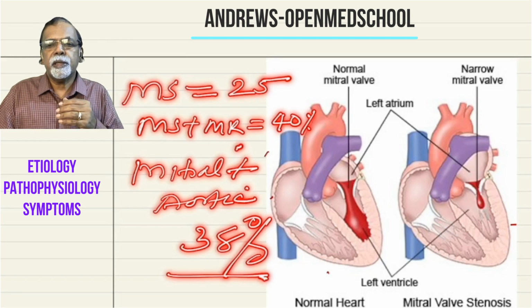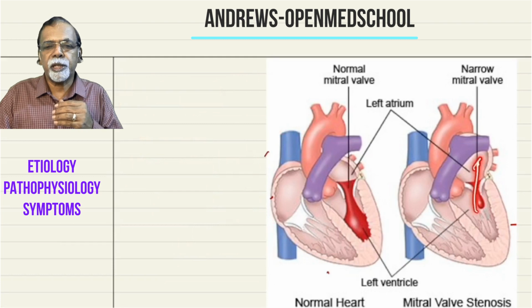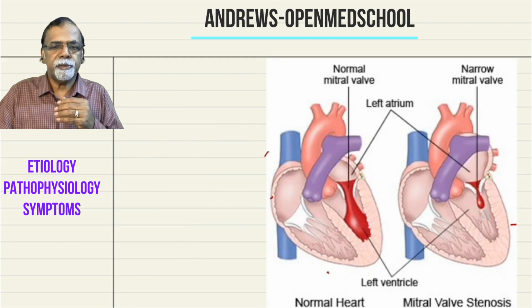So here you can see the mitral valve. If the mitral valve becomes not only stenotic but there is also incompetence, that is, incompetence means during ventricular systole, blood will enter the left atrium.